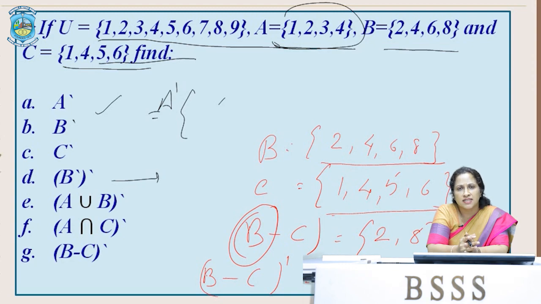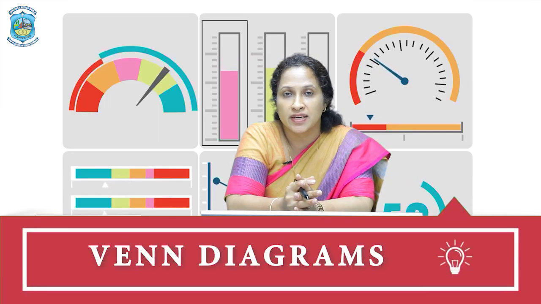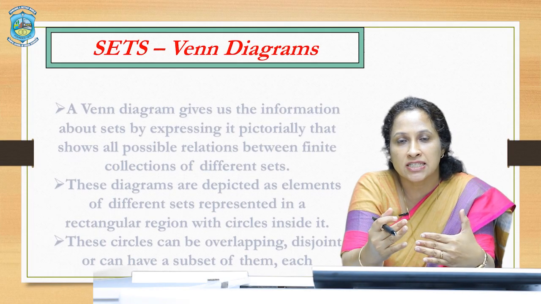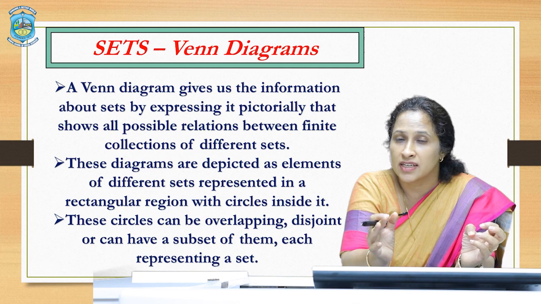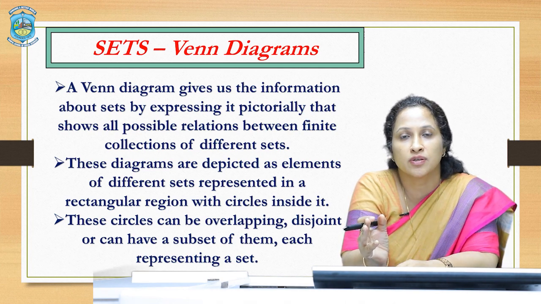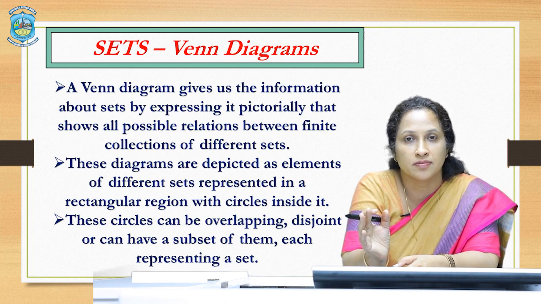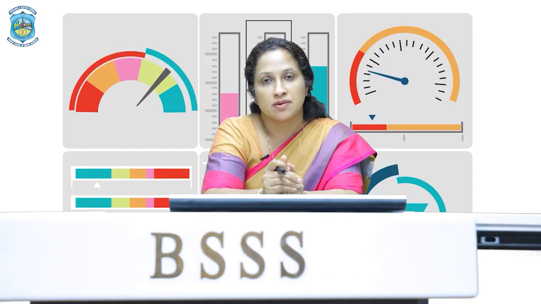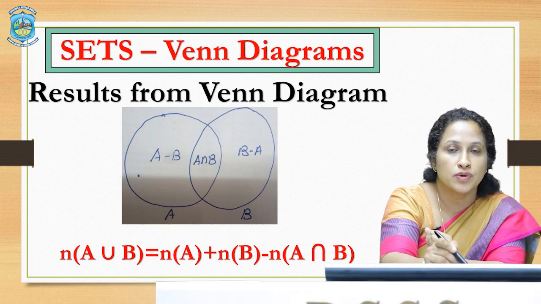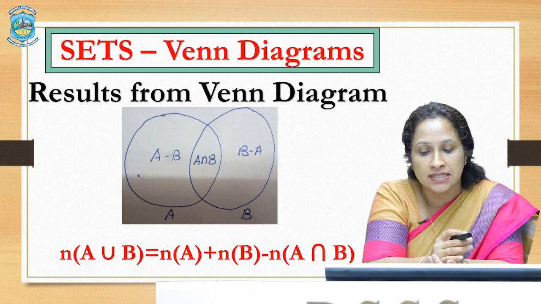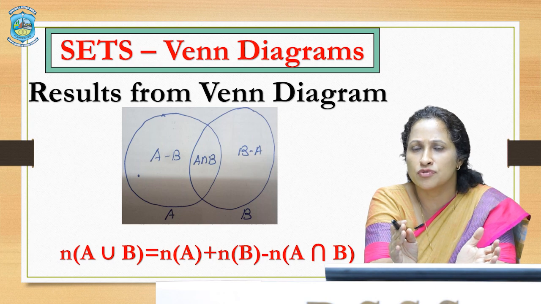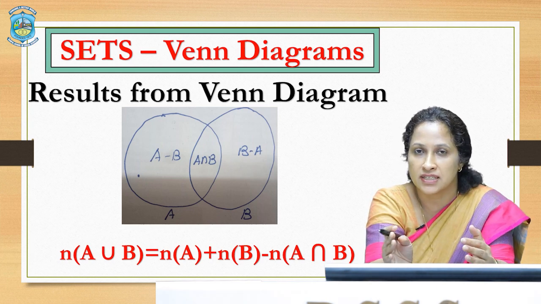Moving on to the last concept in the chapter of sets, it is Venn diagram. And what is Venn diagram? Venn diagram is a pictorially explained position of sets. It is very easy to understand and you would be able to attempt all the questions based on your understanding of Venn diagrams. A very important rule which emerges from the Venn diagram is n(A union B) is equal to n(A) plus n(B) minus n(A intersection B). This one rule is enough for you to solve many questions based on Venn diagrams.